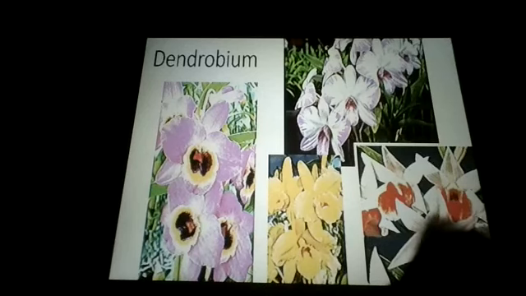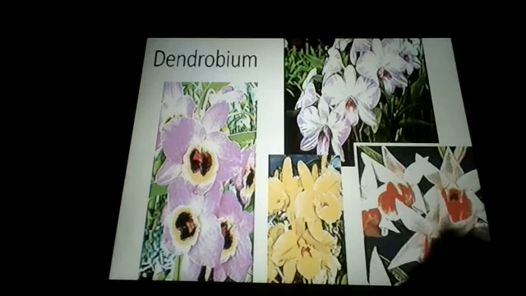Now, this one is the Dendrobium. And usually there's four types, I think, of Dendrobiums. You have your Candy Dendrobiums, the deciduous Dendrobium, you have your Australian Dendrobiums, and then you have your Latouria Dendrobiums. So these are very pretty because they're colorful.